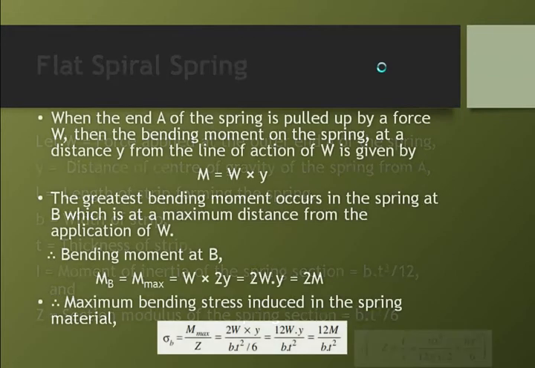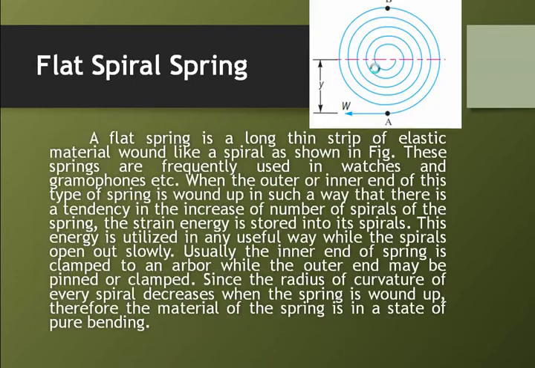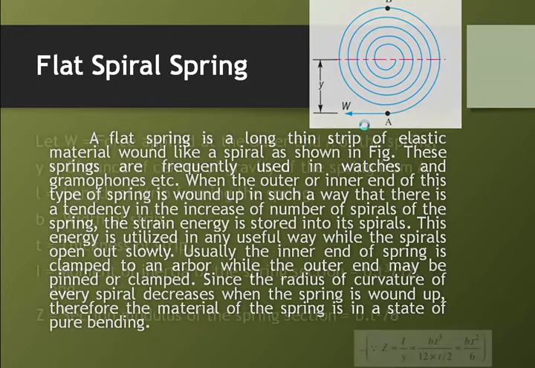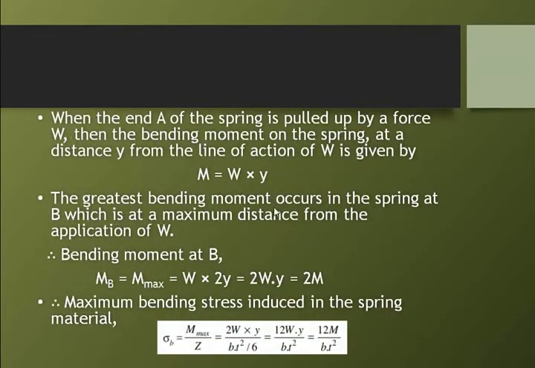And if you see, the maximum moment is caused about this point, at B. This is the maximum distance. The distance will become y plus y. If you take moments about point B, then the moment will be maximum, W into this total distance, y plus y, 2y. That is the maximum condition. The greatest bending moment occurs in the spring at B, which is at maximum distance from the application of W. Then the maximum bending moment will be W into 2y, 2W into y, which is 2 times the bending moment M.